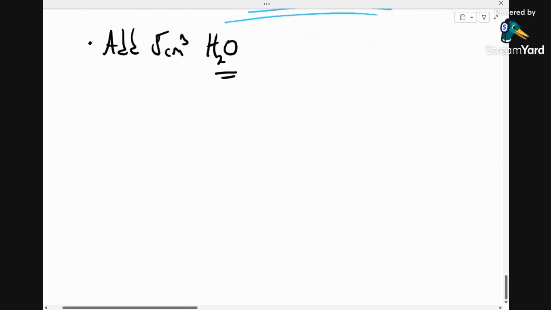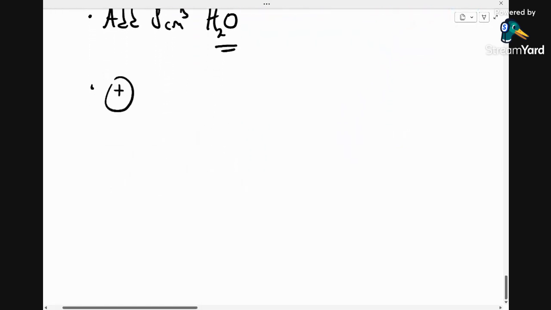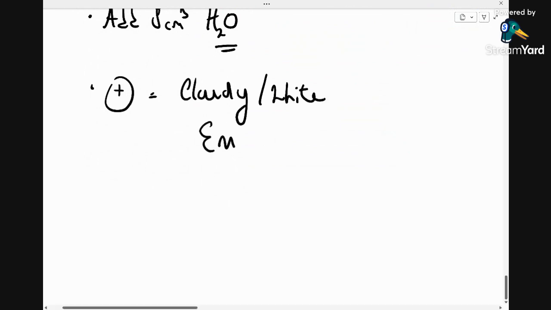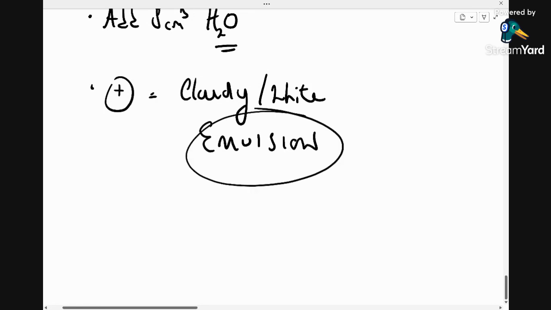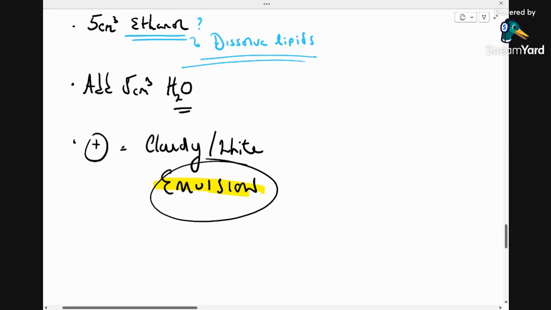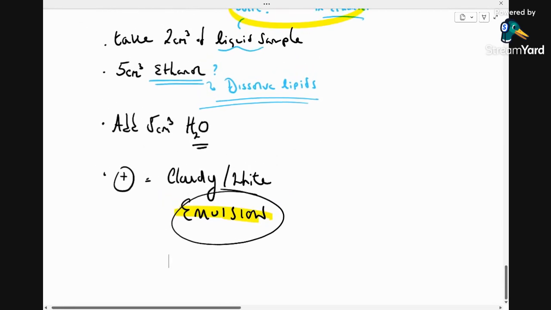And don't forget, we need to put the positive result. So if it's a positive result, we form a cloudy or a milky or a white, and this is the key word, emulsion. That is absolutely key and something that you have to say. Of course, if it's a negative result, then you wouldn't get the cloudy emulsion happening.